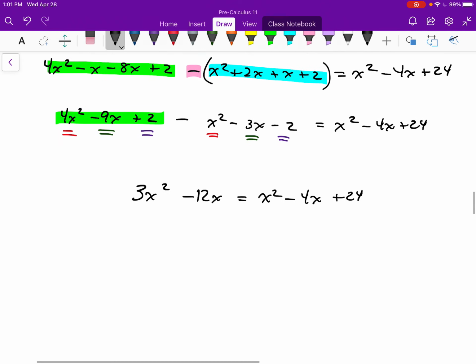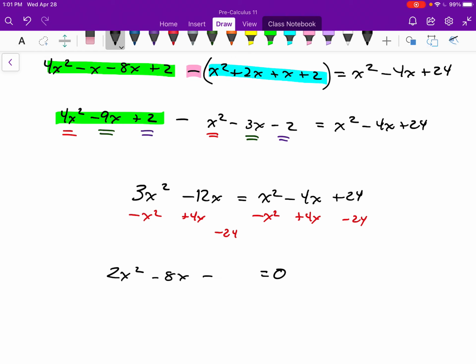All right, so now let's bring everything to the same side. I'm going to subtract x squared from both sides. Now I'm going to add 4x to both sides, and so on. I need to make the whole thing equal 0. So I'll make the right-hand side equal 0. The left-hand side, what do I have? I have 2x squared, minus 8x, minus 24.